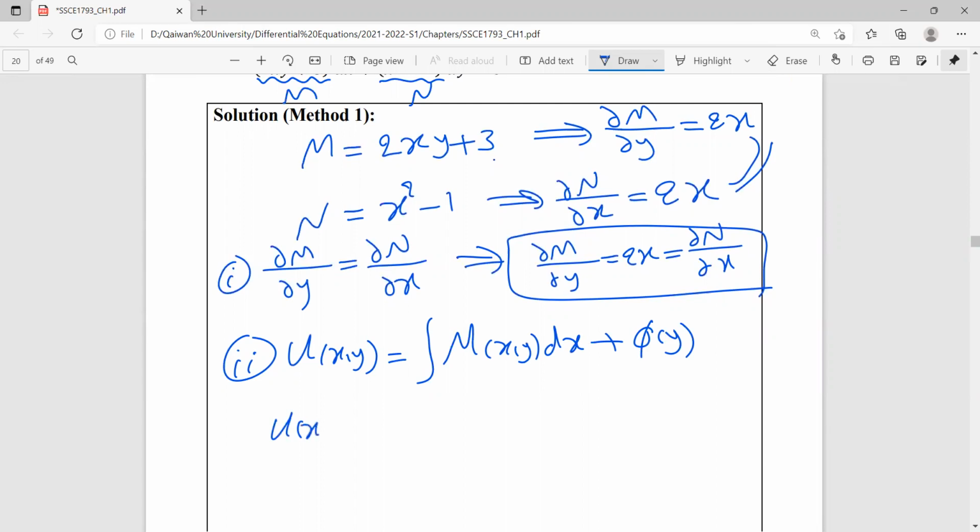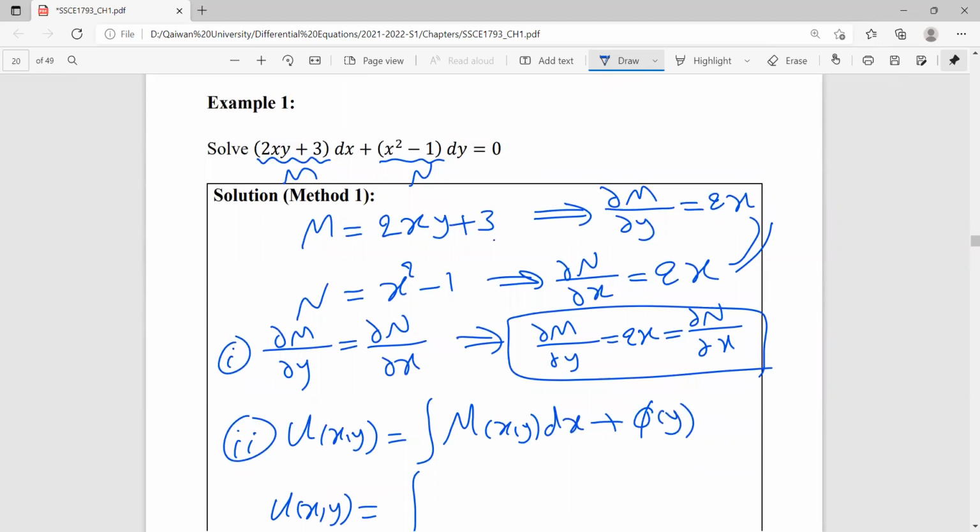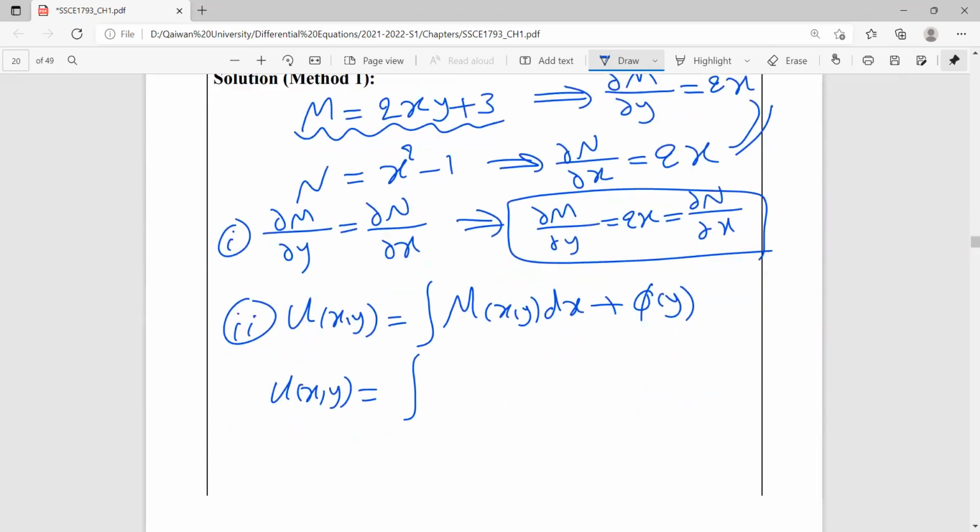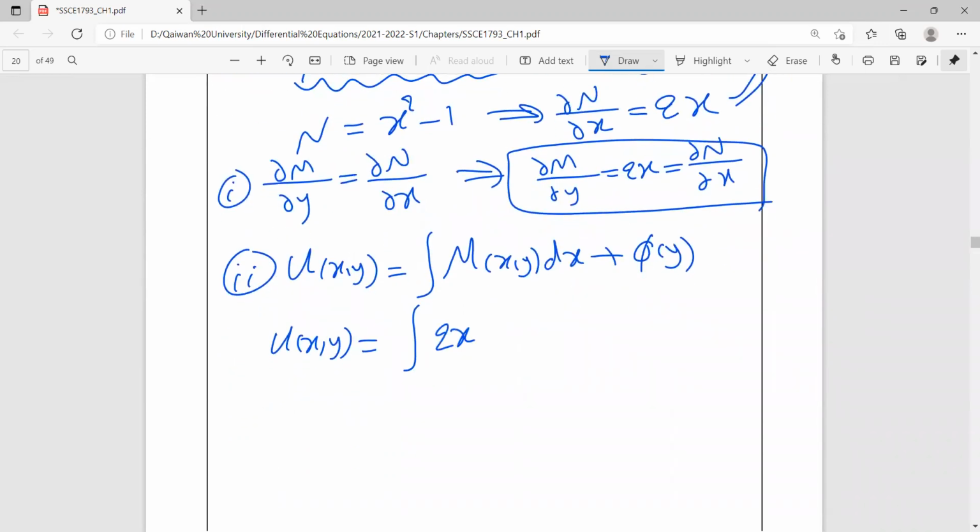Here, u of xy equals the integration of m. We found m: M is 2xy plus 3. So u of xy equals the integral of 2xy plus 3 dx plus phi of y. Now we are going to take the integration with respect to x. When we take integration with respect to x, we deal with the other variables as constants.